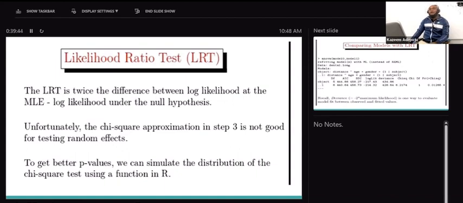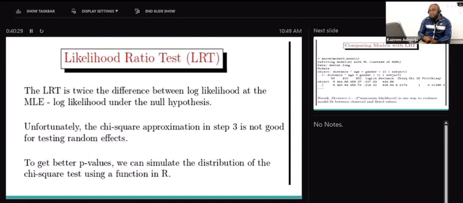Now, there's something I want to pay attention to. I said the likelihood ratio test, LRT, is twice the difference between the log likelihood at the MLE minus the log likelihood under the null hypothesis. So which means I will need to get the likelihood function for the simple model, and the likelihood function for the complicated model. But in order to make things easy, we can take the log of the likelihood. That's why we normally use the log likelihood. Then at the end of the day, we're going to subtract them and multiply by 2.